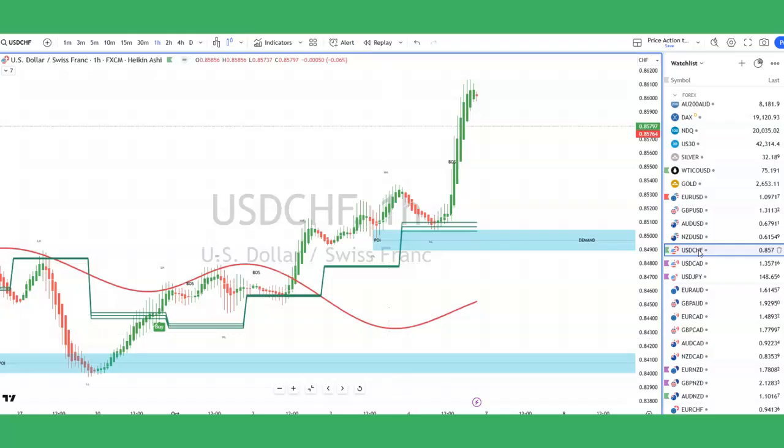So in this instance, this is the US Swiss. I'll show you a few which are trending, parabolic trending now, so you can get a good flavour of this.